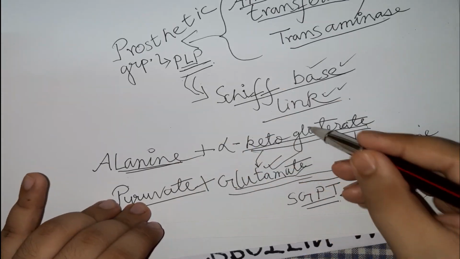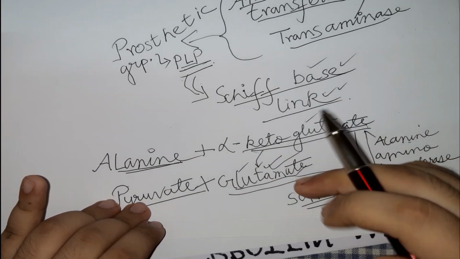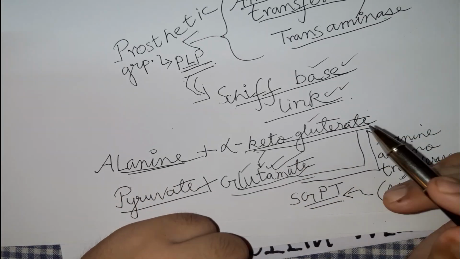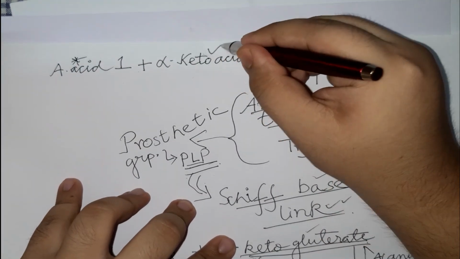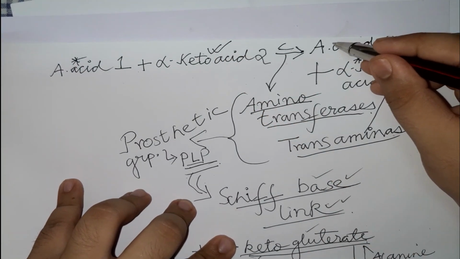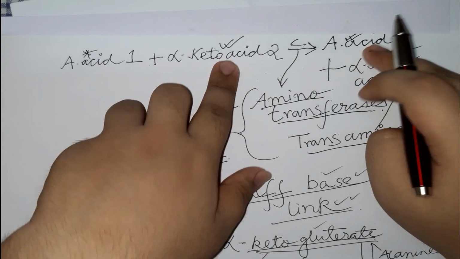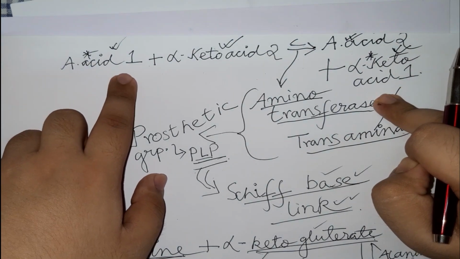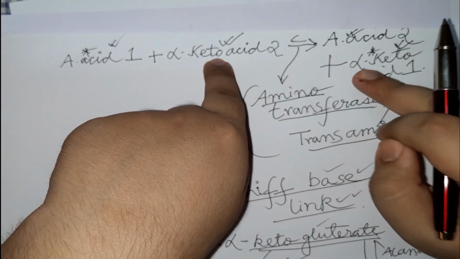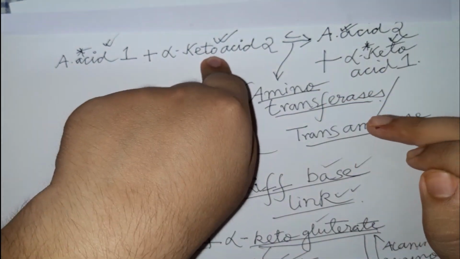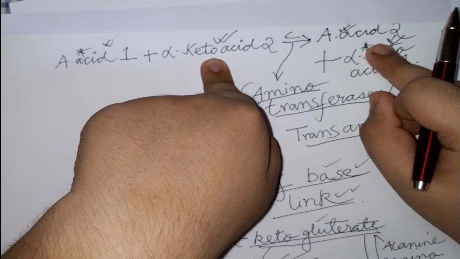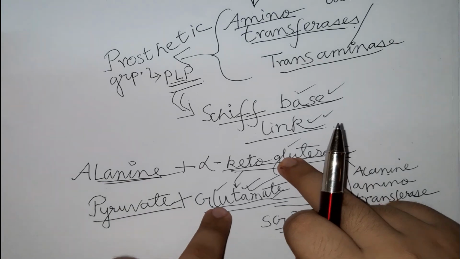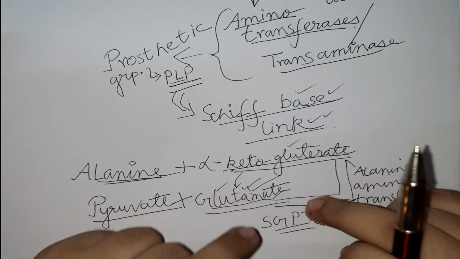We will see later that alpha ketoglutarate and glutamate form the obligatory alpha keto acid and amino acid pair. Do you get me? Alpha keto acid, amino acid, this is a pair. Amino acid, alpha keto acid, this is another pair, right? If we replace alpha keto acid 2 with alpha ketoglutarate, the amino acid 2 will be glutamate. This pair here, these two are obligatory, almost compulsory.